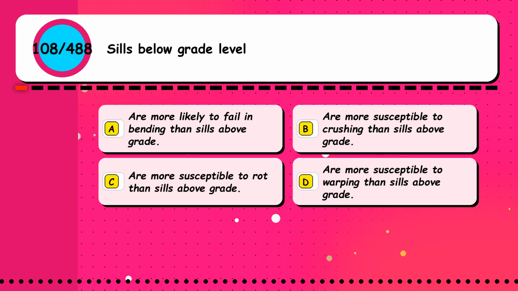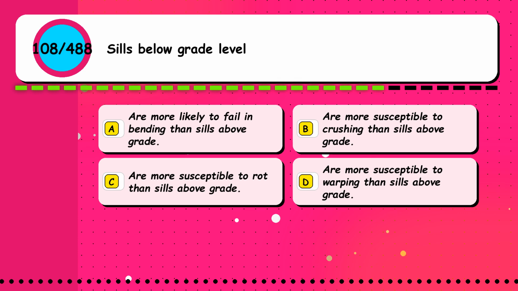Question 108. Sills below grade level: Option A. Are more likely to fail in bending than sills above grade. Option B. Are more susceptible to crushing than sills above grade. Option C. Are more susceptible to rot than sills above grade. Option D. Are more susceptible to warping than sills above grade.